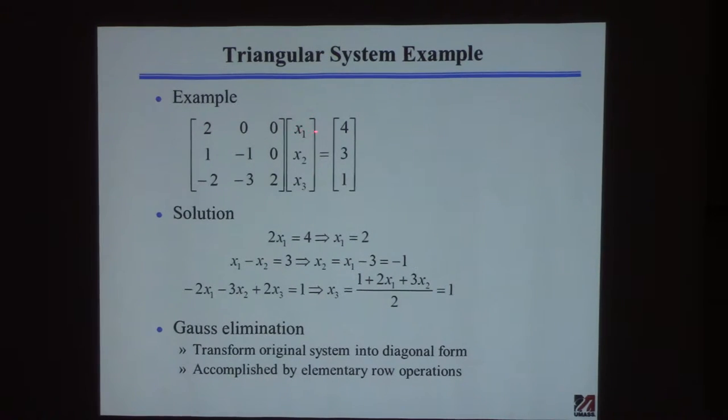So that gives you 2x1, right, because these other entries are 0. So that gives you 2x1 equals 4. That's what I wrote right there. And that's easy to solve for x1, obviously. So that's nice. Now I know x1.